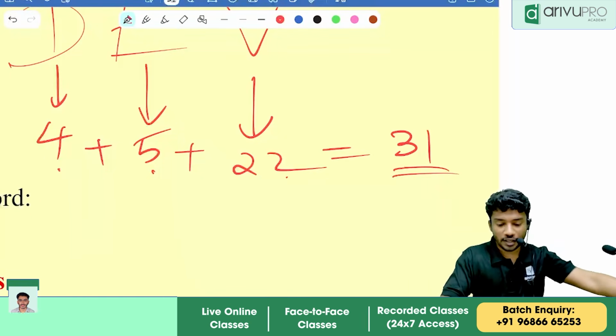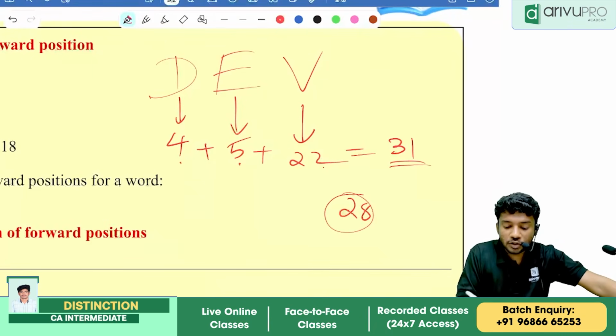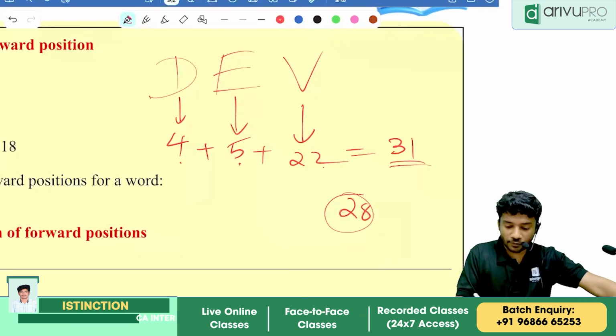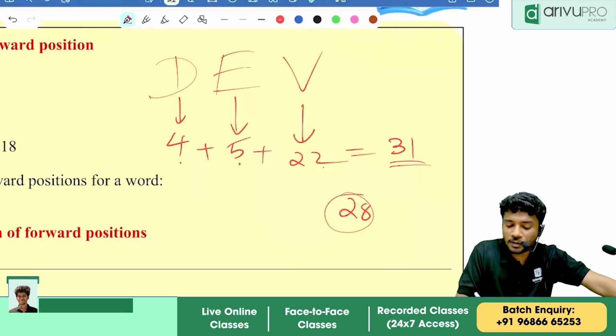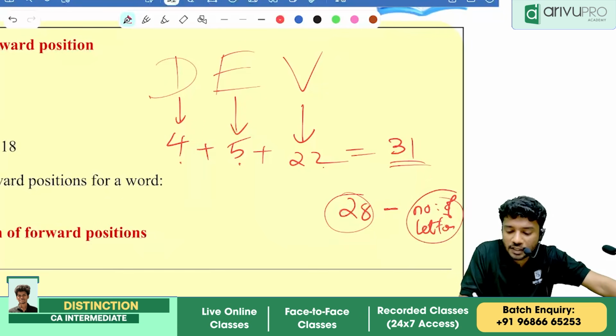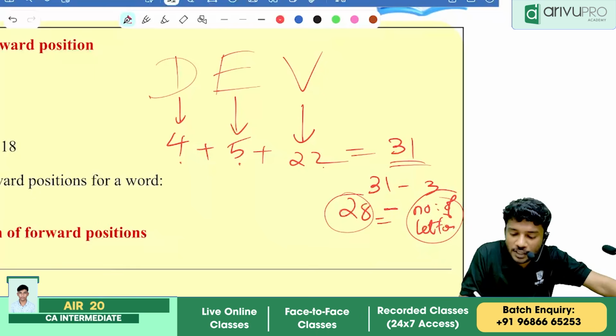There is another way. They will say that code for Dev is 28. You will be like, sir, how 28? It should be 31, right? I will say that code for Dev is nothing but sum of the letters minus number of letters. How many letters are here? 3. So that is what? 31 minus 3, which is equal to how much? 28.